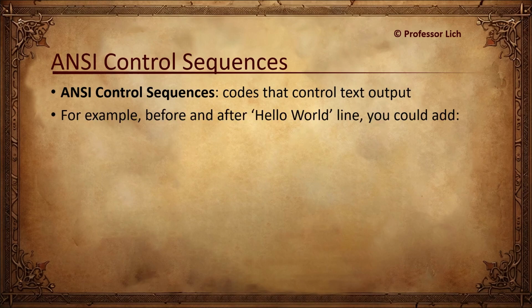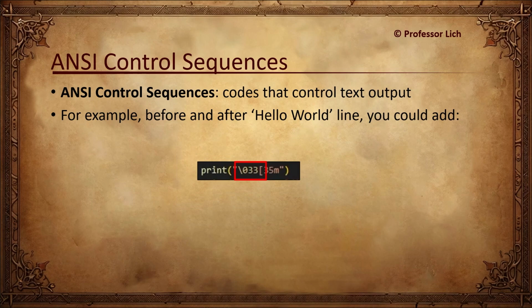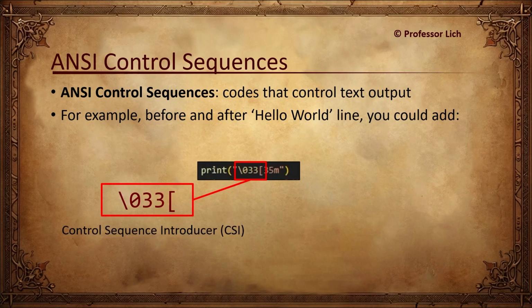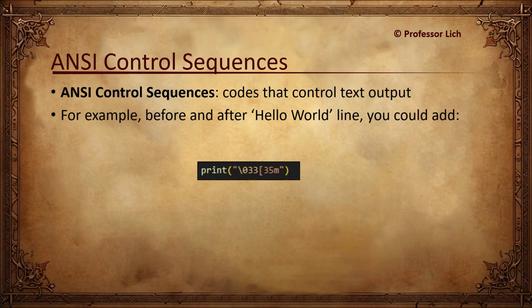For example, you can add these 2 lines before and after hello world. And on closer inspection, you will notice that there is a pattern. It starts with a backslash followed by 3 numbers and this open square bracket. And the sequence ends with M and the number 35, which in this case sandwiched in between also specifies a color, purple. I am leaving these scary sounding words in my slides just in case any of you want to look it up further, but the gist of it is really simple.